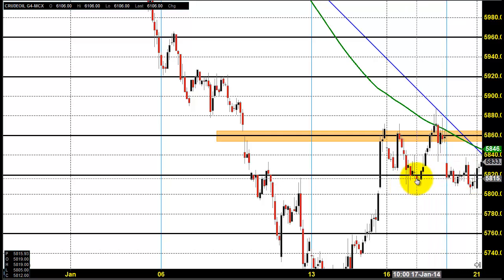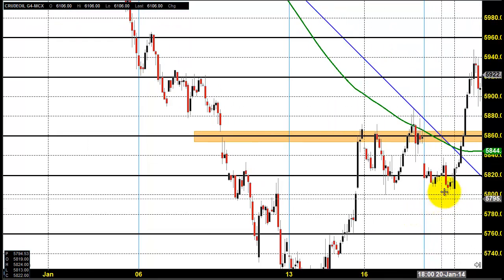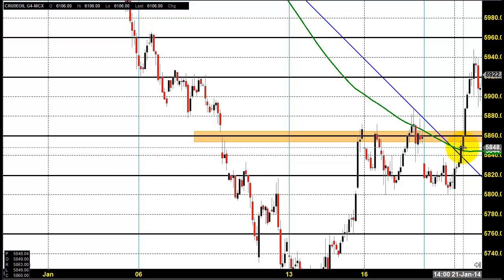Earlier we saw that on January 17th, the price took this as a support and tried to break 5860. The same way, on January 21st, the price took some support around 5820 and tried to clear the trend line along with the average. That gave a lot of momentum for buyers to break 5860. After that, the price reached the zone of 5920, which is the resistance zone.